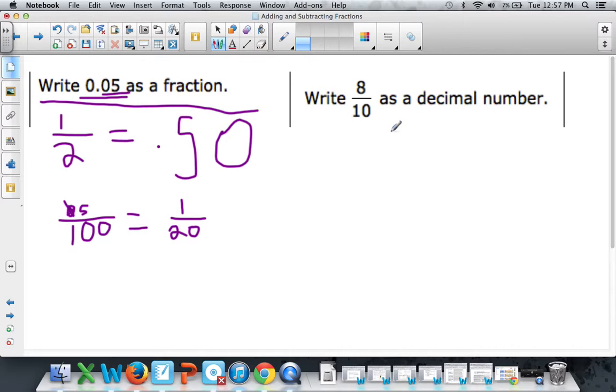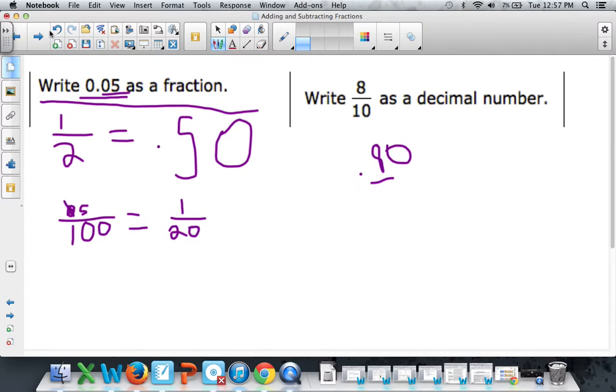Right next door, we have write 8/10 as a decimal. Hopefully you remember that tenths are like dimes. So if we have 8 of them, we would have 0.80 or 0.8, whatever your preference is.